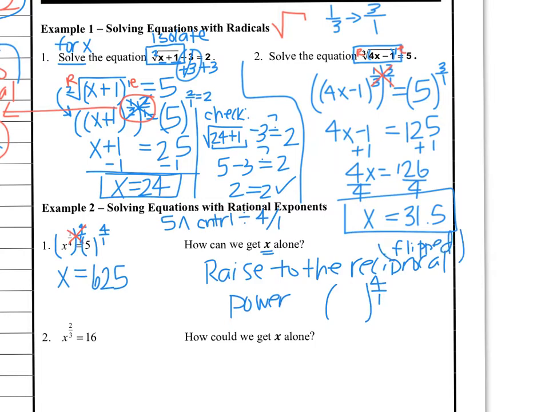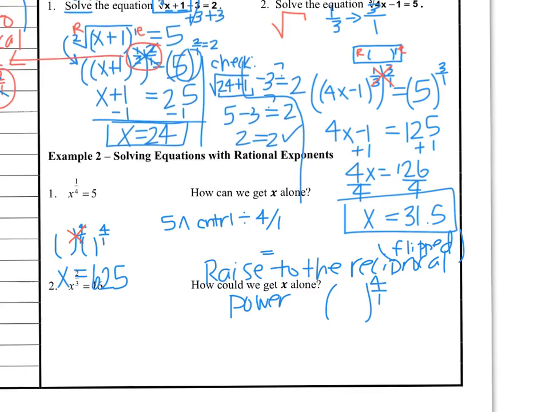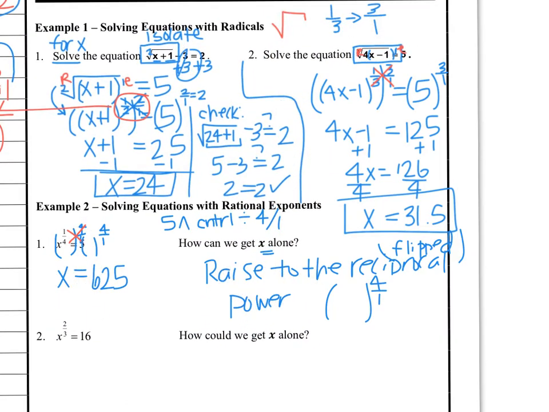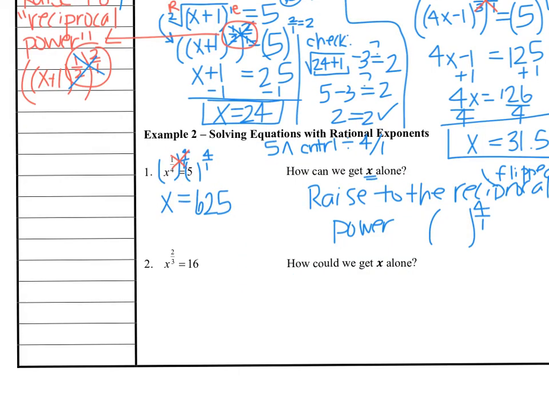Okay, so next one down here, number 2, we've got x to the 2/3 power. So what's the reciprocal of 2/3? Well, it's 3 over 2. So I'm going to raise it to the reciprocal power of 3/2 and do the same thing to the other side. Again, those cancel, so we're left with x equals, type this all right into your calculator, and when you do, you end up with 64.